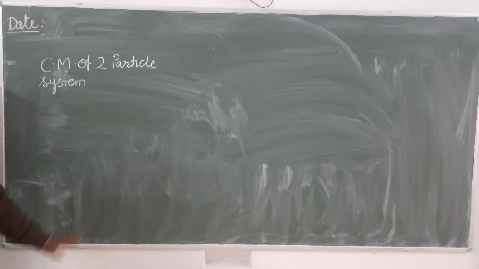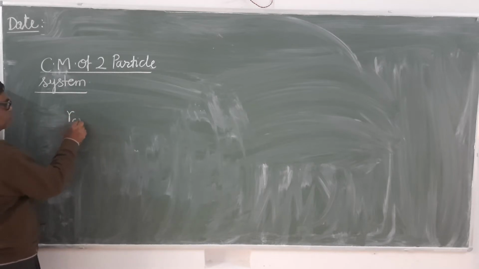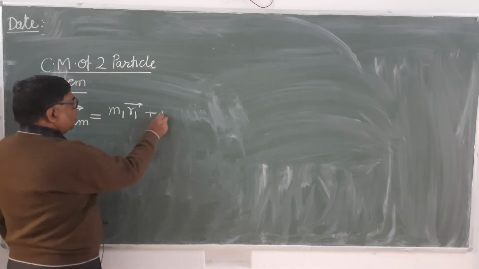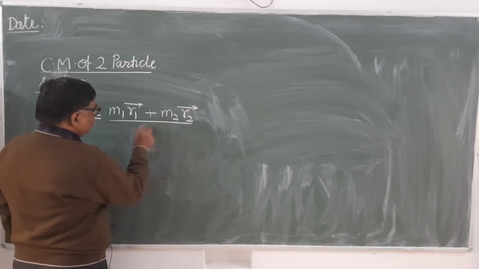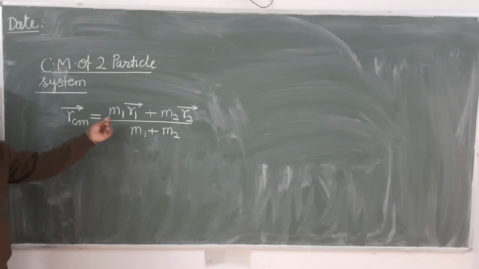So in the previous lecture I explained the center of mass of a two particle system. In a two particle system, what will be the position vector of center of mass? It is given by m1 r1 plus m2 r2 upon m1 plus m2, where m1 and m2 are the masses of those particles. r1 is the position vector of the first particle, r2 is the position vector of the second particle, and rcm is the position vector of the center of mass.